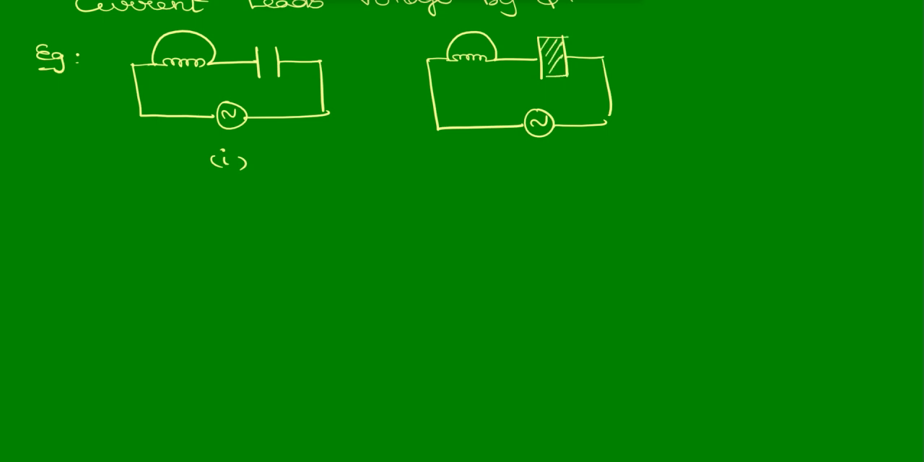A dielectric of dielectric constant K is introduced between the plates of the capacitor. Then they'll ask you what happens to the brightness of the bulb. Here, if a dielectric is inserted, we have the capacitance formula C equal to K epsilon naught A by d, or K times C naught. So this is the air filled capacitor. First case is air filled capacitor.